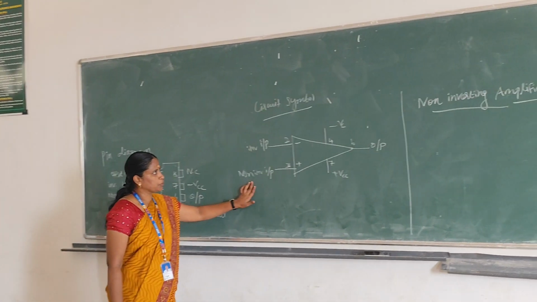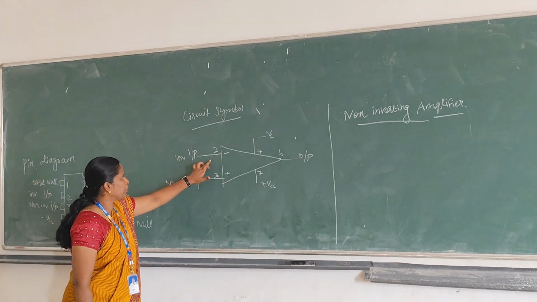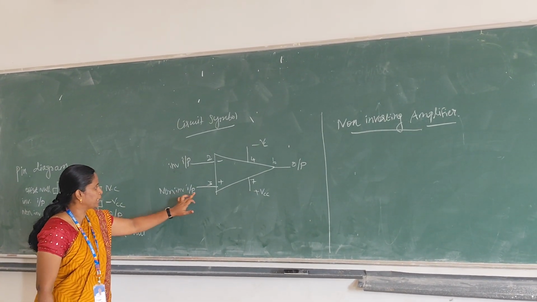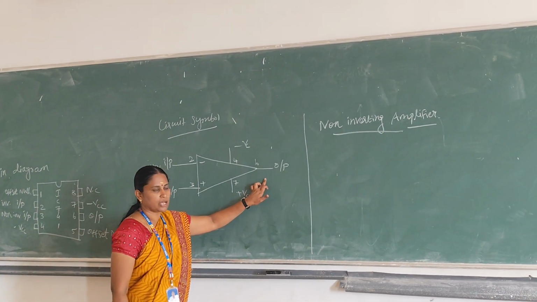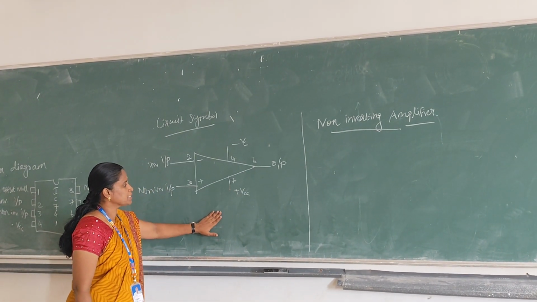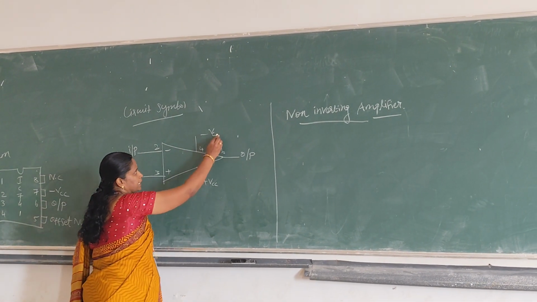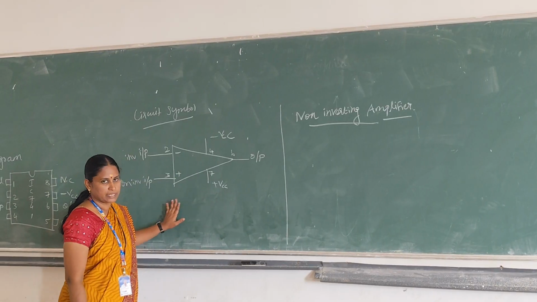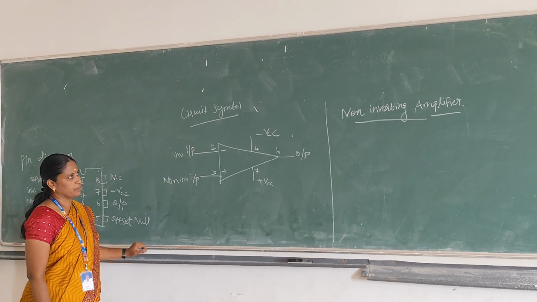Now the circuit symbol of op-amp IC 741. Pin number 2 is inverting input, pin number 3 is non-inverting input, and pin number 6 is output. We have to give a supply to operate this IC: pin number 4 is minus VCC and pin number 7 is plus VCC. So this is the circuit symbol of operational amplifier IC 741.